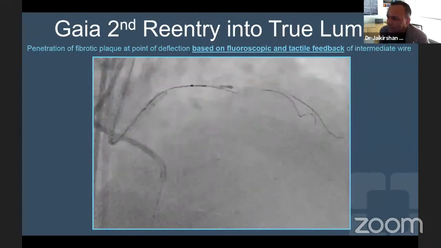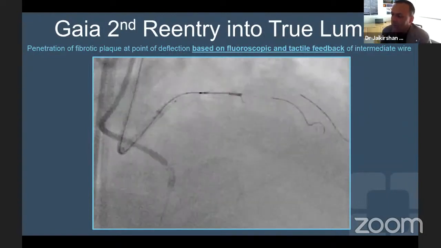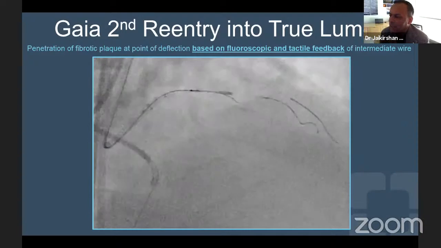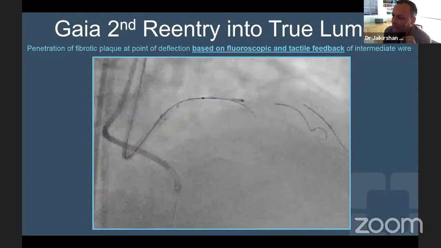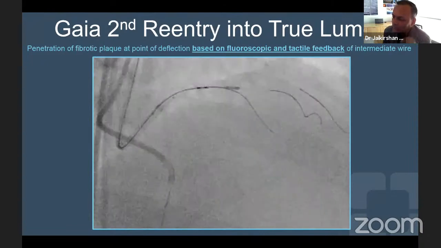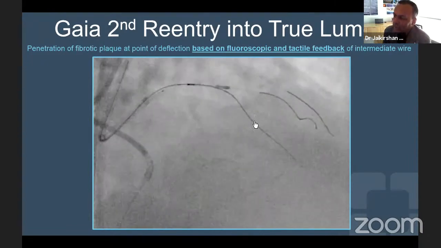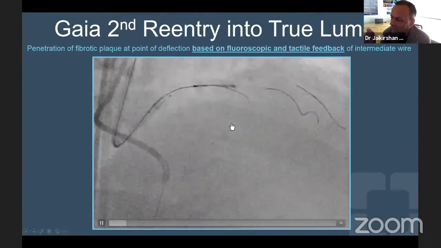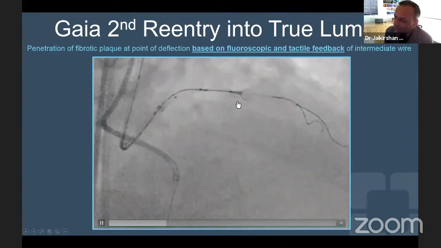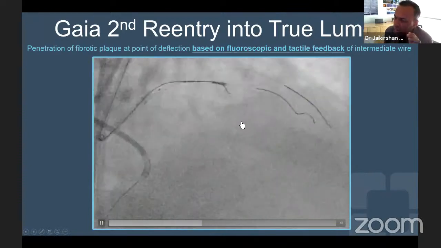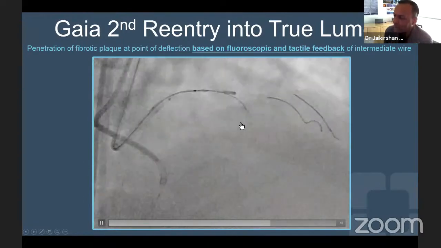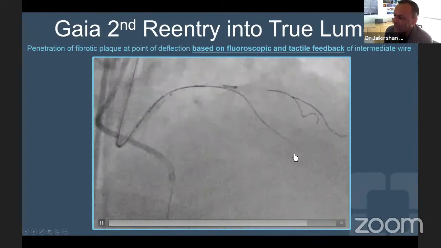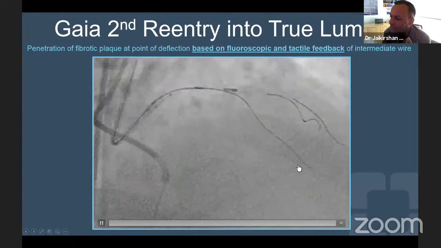So this is a Gaia Second. And here we're using fluoroscopy and feel. So now we want to feel the wire engage tissue. And when you feel the wire engage tissue and you look on fluoroscopy, what you'll see is that deflection. So right here, the wire is deflecting, and all I do is rotate. Once I rotate the wire, it tears through this fibrocalcific tissue, and then it's free. And then you can see how the wire sails down the artery once it's free.